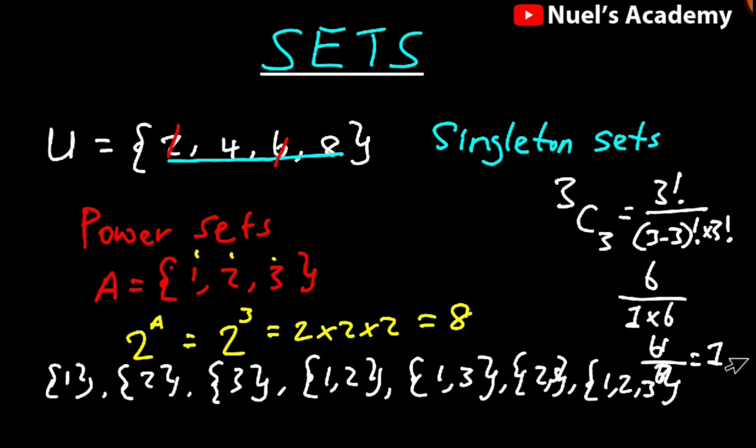So let's count it. We have 1, 2, 3, 4, 5, 6, and 7. But we said that the power of this set is equal to 8. That's to say that it contains 8 subsets. But then we have 7 subsets here. What happened to the 8th one? Now the 8th one is simply the empty set. So you have to include the empty set, right? So that is the 8th one.